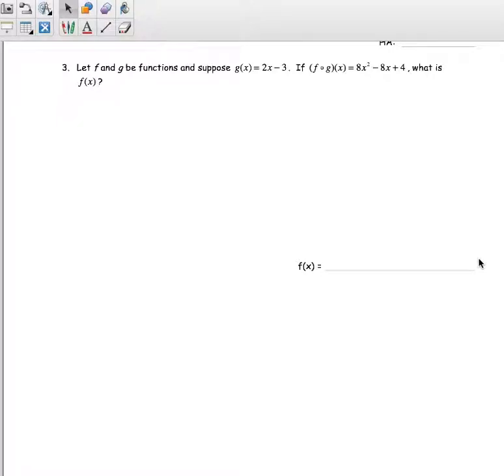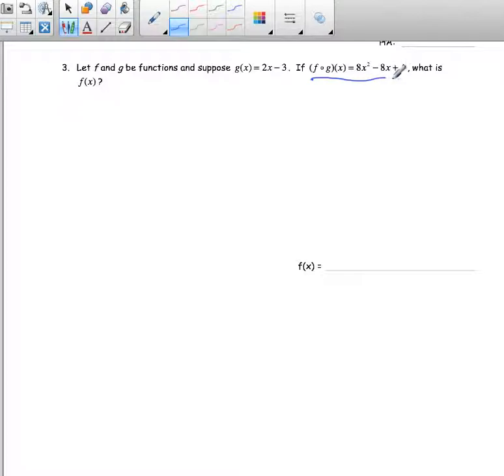This is the solution of problem number 3 from semester 2 review number 1. In this problem, we are looking at composition in a way that we haven't seen before. So the composition of a function f with g of x is equal to 8x squared minus 8x plus 4, and then we're given what g of x is.